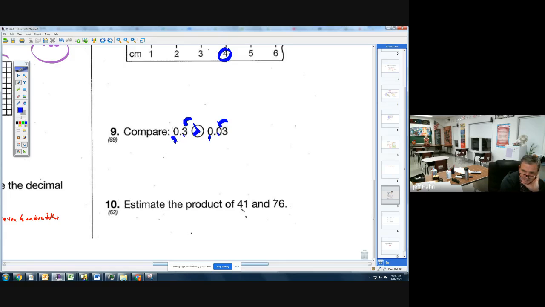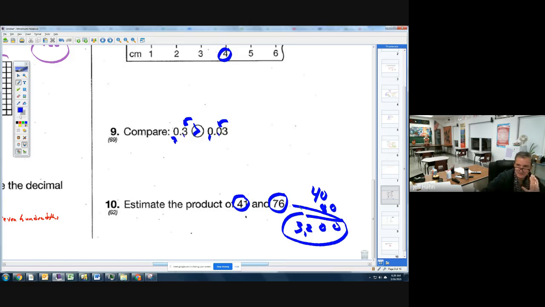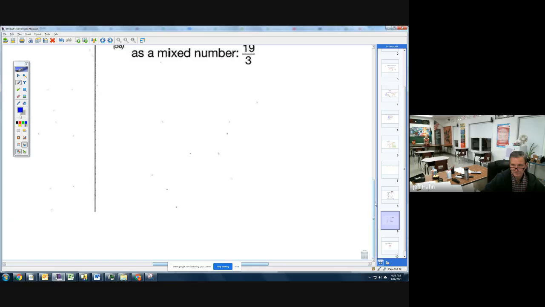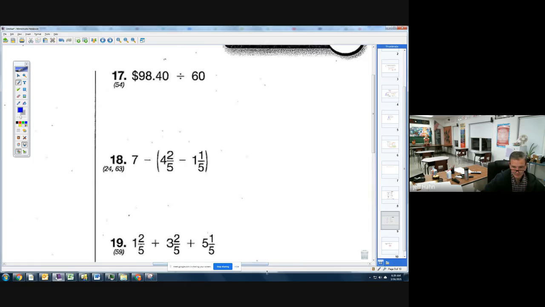Problem number 10, estimating the product of 41 and 76. That means you make these numbers easy to work with. That would be 40, and that we would change to 80, and that product would be 3,200. 40 times 80.